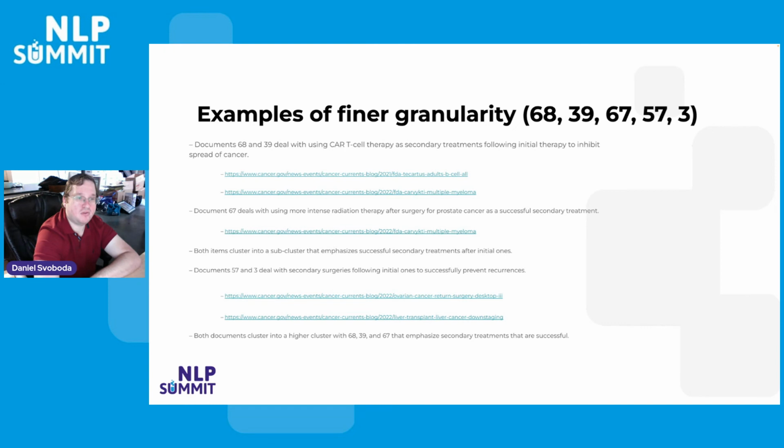Finally, documents 57 and 3 dealt with secondary surgeries following initial ones to prevent recurrences of cancer. So again, 57 and 3 converged to a higher cluster that included 68, 39, and 67. So from here, we see that we have a very fine cluster of CAR T cell therapy. We have radiation therapy. These two look broadly different, but they may have some common words and terminologies that might be useful for doctors in order to see which higher insights they can derive.